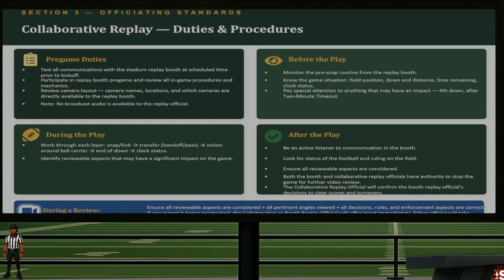Phase 3, during the play. Work through each layer of the play in order. The snap or kick, the transfer of the football, either by handoff or pass, the action around the ball carrier, the end of down, and the clock status. Identify reviewable aspects that may have a significant impact on the game.